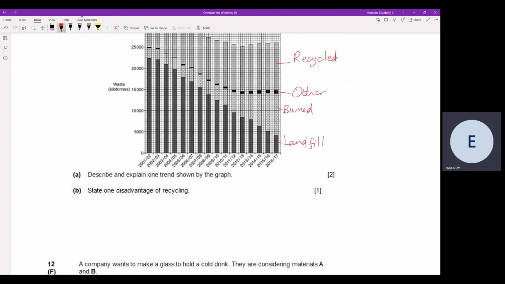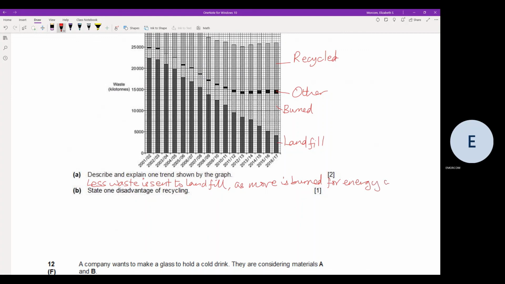So landfill use has decreased, or less waste is sent to landfill as more is burned for energy or recycled.